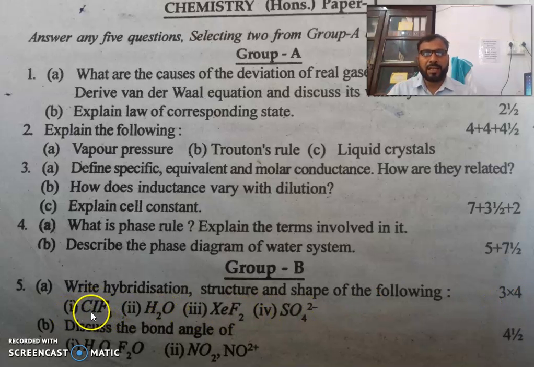ClF3, okay, H2O, XeF2, SO4 2 minus. This is sulfate, xenon difluoride, water, and you have here ClF3. Now discuss the bond angles of H2O and F2O.